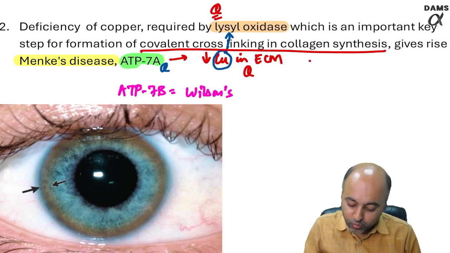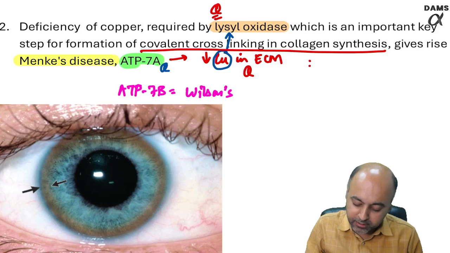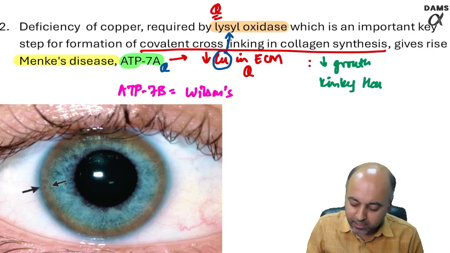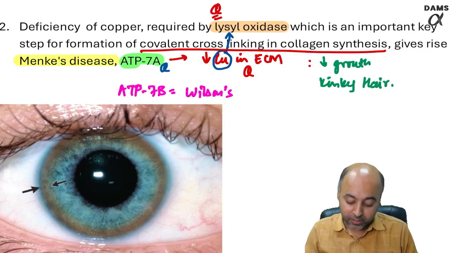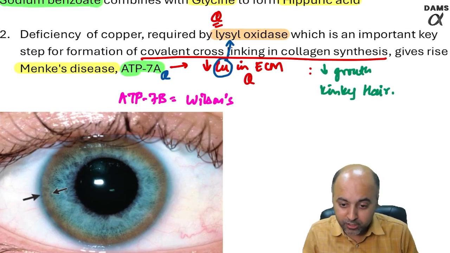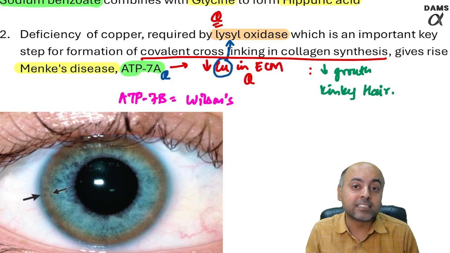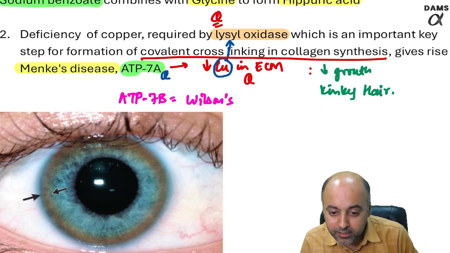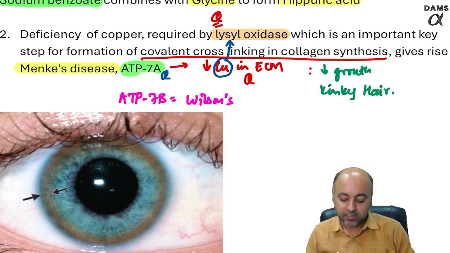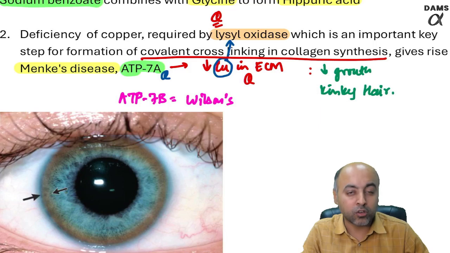For Menkes, the two important features to keep in mind are poor growth, that is growth retardation, and along with that what is known as kinky hair. Kinky hair is the important thing. It is not prolyl oxidase. It is the lysyl oxidase. Lysine is getting oxidized. It is the lysyl oxidase and not the prolyl oxidase. Please remember, the enzyme is lysyl oxidase.